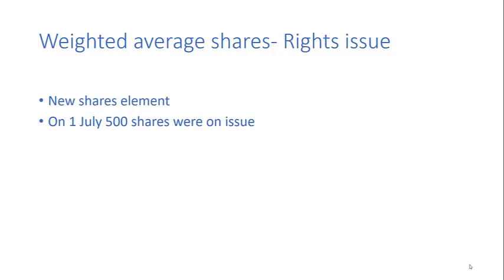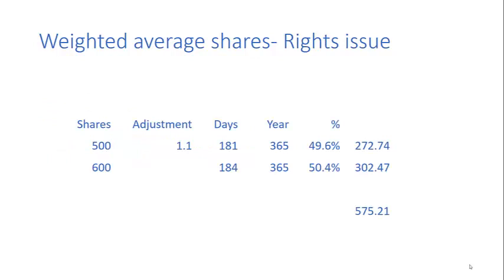On the 1st of July, 500 shares were on issue, and on the 31st of December, we issued an extra 100 shares. So to calculate the weighted average number of shares, we'd say that 500 shares were on issue for the first 181 days of the year. That's subject to a bonus adjustment of 1.1, and so that suggests that we have 550 shares times 49.6%, which gives us 272. We had 600 shares on issue for the remainder of the year, that's 184 days, that's 302, and the combined effect is that we have a weighted average number of shares on issue of 575 shares.